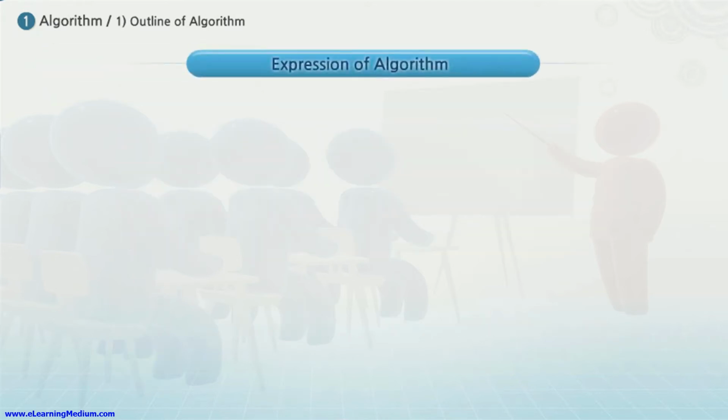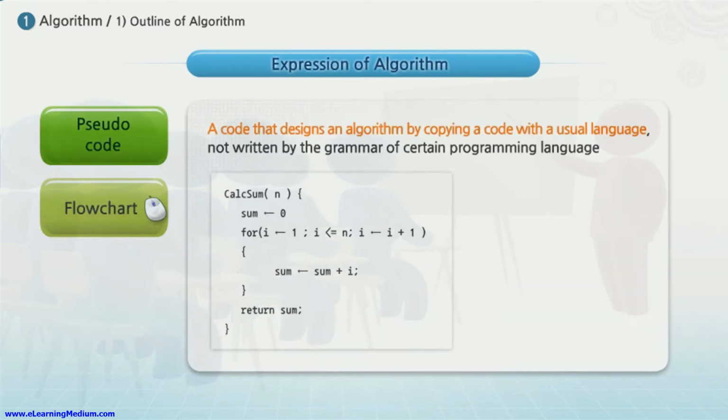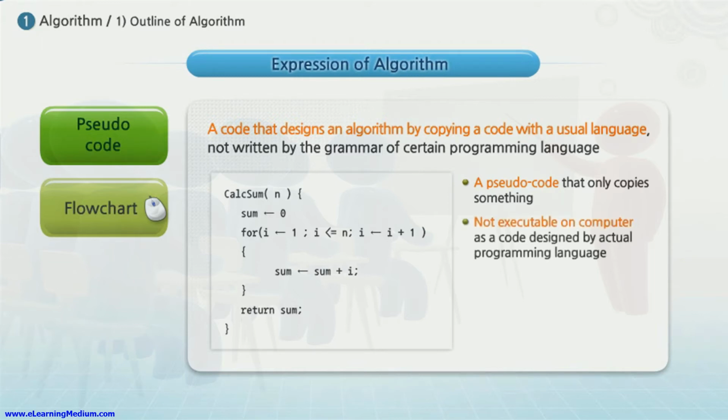You can use pseudocode and flowchart to express an algorithm in the field of computer. Pseudocode is a type of code that designs an algorithm by copying a code with a usual language, not written by the grammar of certain programming language. Pseudocode, to the literal sense of the word, only copies something, and therefore is not executable on computer as a code designed by actual programming language. It is mainly used for rough algorithm modeling before programming with certain language.